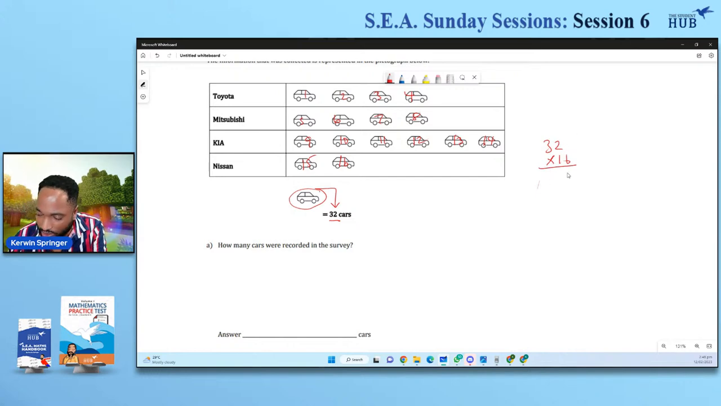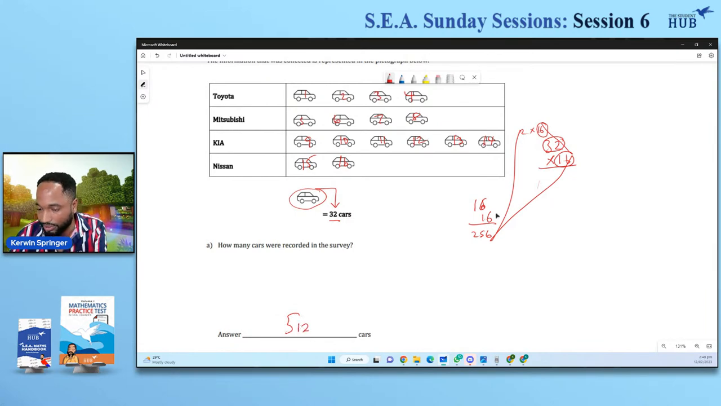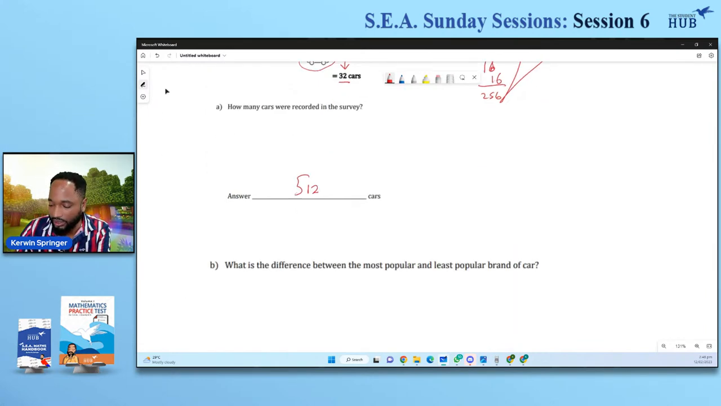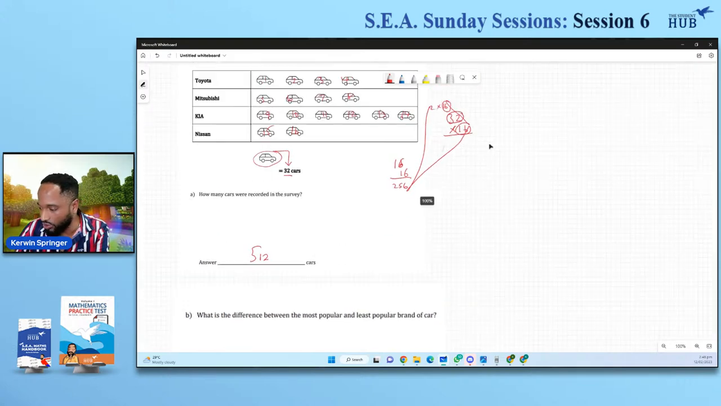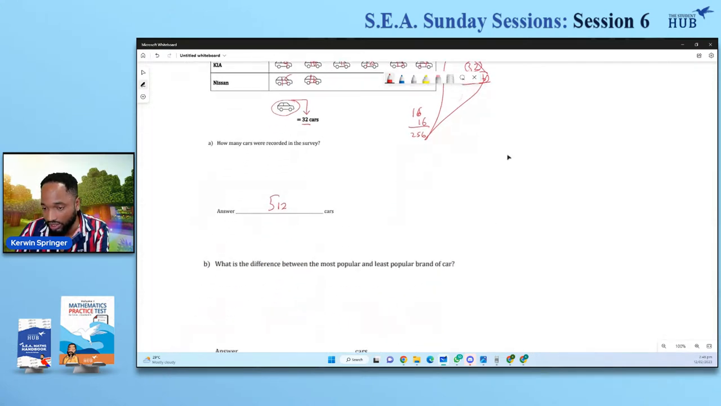So y'all, I did the multiplication in my mind because remember we just mentioned that 16 squared is 256, and 32 is really secretly 16 by 2. So I did 16 by 16, got the 256, multiplied by 2, and got 512. That's how I do it in my mind. 512 cars. Of course, you could go through the multiplication the long way as well.